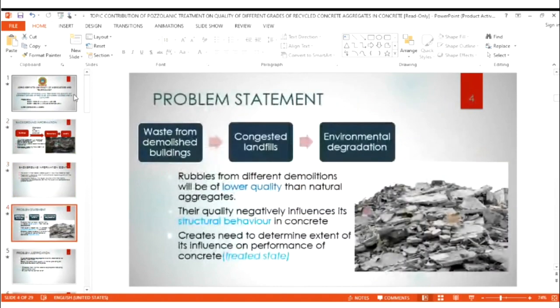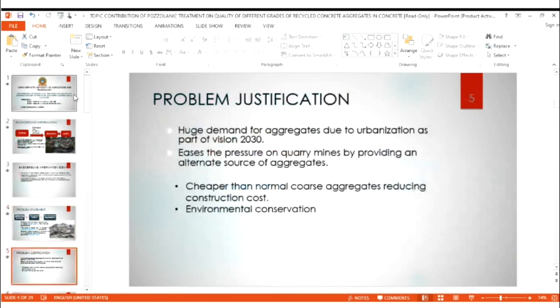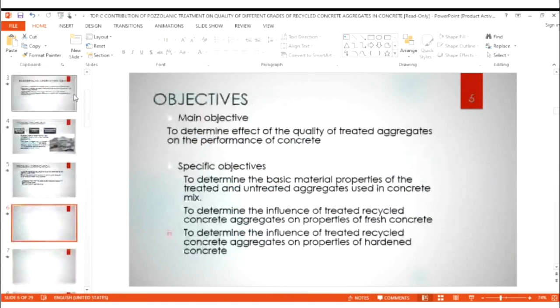On to the problem statement, the rubbles will be of lower quality than the natural aggregates, and therefore they will negatively influence the structural behavior in concrete, creating a need to determine the extent of the influence on concrete when treated. Onto problem justification, using them will ease the pressure on the quarry mines by providing an alternative source of aggregates, and also there will be a huge demand for aggregates due to urbanization.